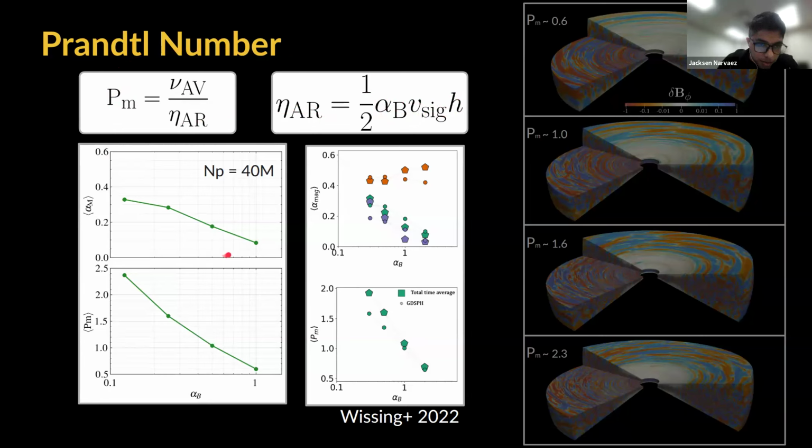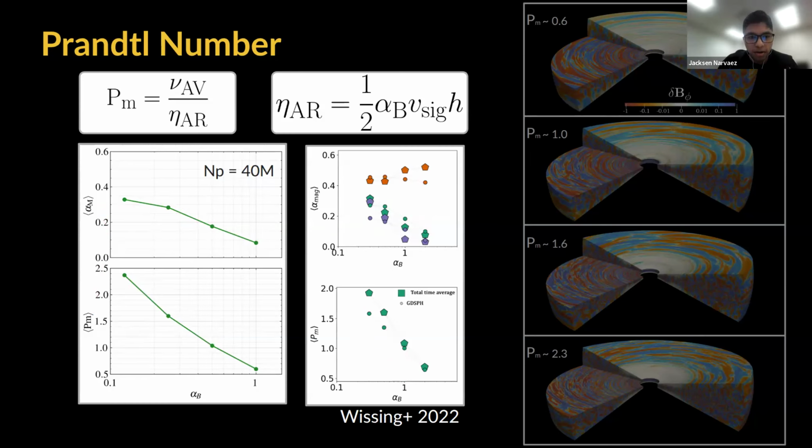And as you see here, for the case of 40 million particles, the lower the alpha parameter is, the higher the Prandtl number and the Maxwell stress are. And if we compare this with local simulations from Wiesent, which correspond to these little green circles, we got very similar values and relations. So another agreement with respect to local simulations.